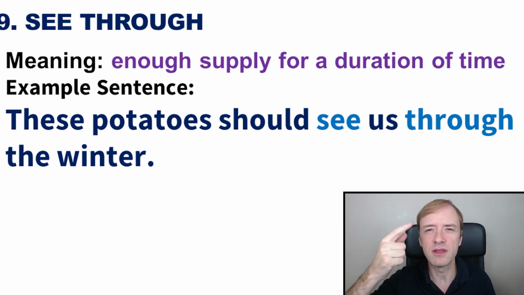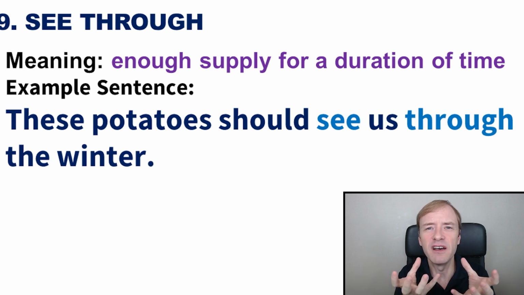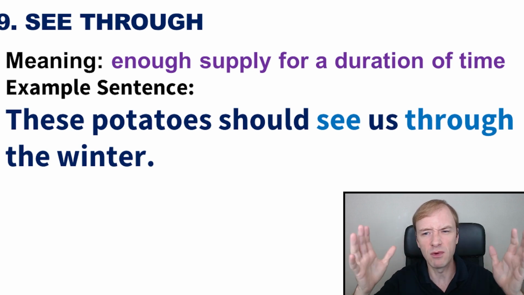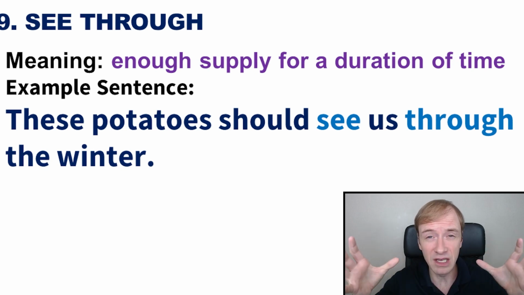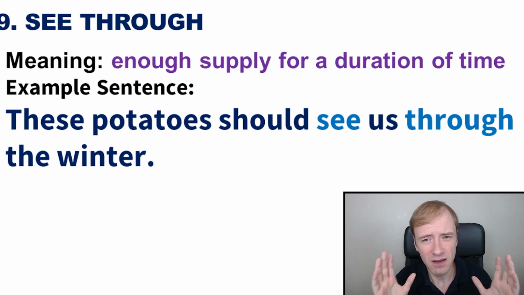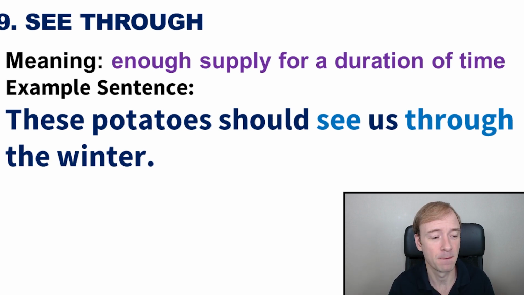Now, if we go back to the meaning, enough supply. So we have enough potatoes for a duration of time, the winter time, three or 4 months. So we have enough potatoes for 3 or 4 months. We're not going to run out. We're not going to be empty. Okay, so we use these potatoes should see us through the winter. We have enough supply for a duration of time.